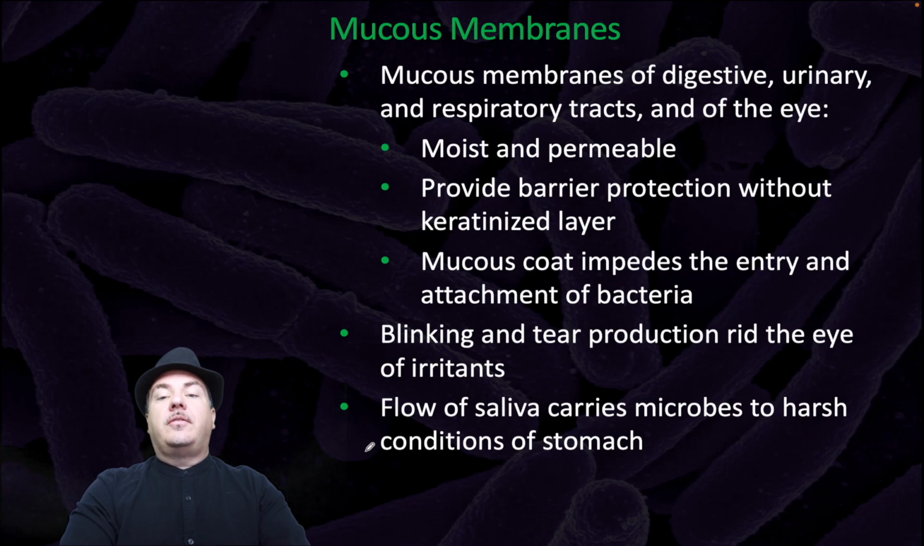The mucous membranes of the digestive, urinary, and respiratory tracts and the eye are moist and permeable. They provide barrier protection without a keratinized layer. The mucus coat impedes the entry and attachment of bacteria. Blinking and tear production rid the eye of irritants. And flow of saliva carries microbes to the harsh conditions of the stomach.